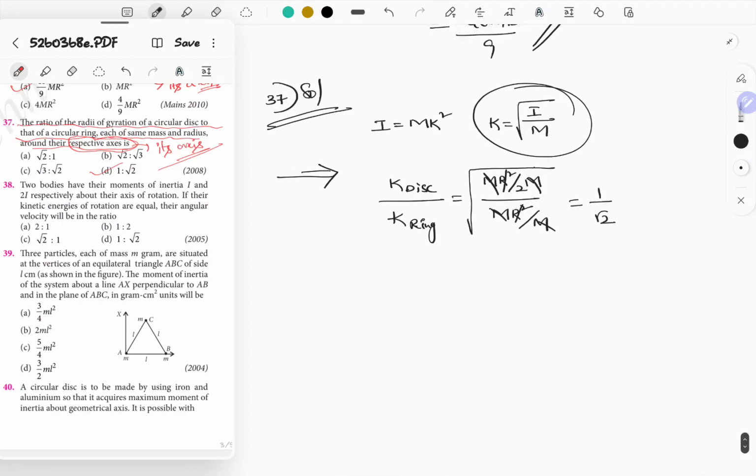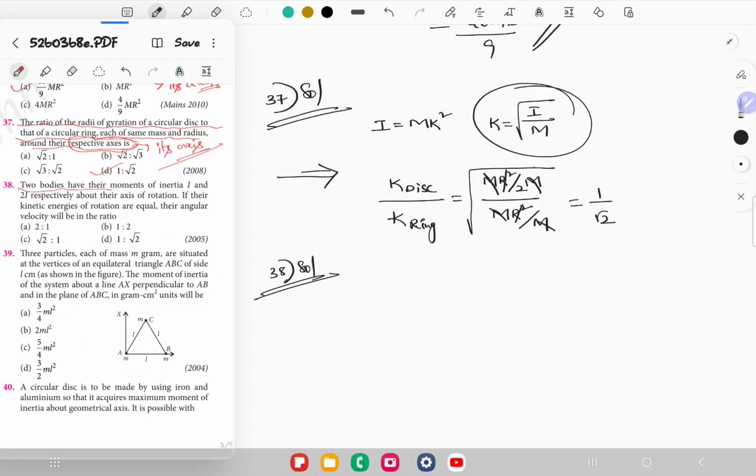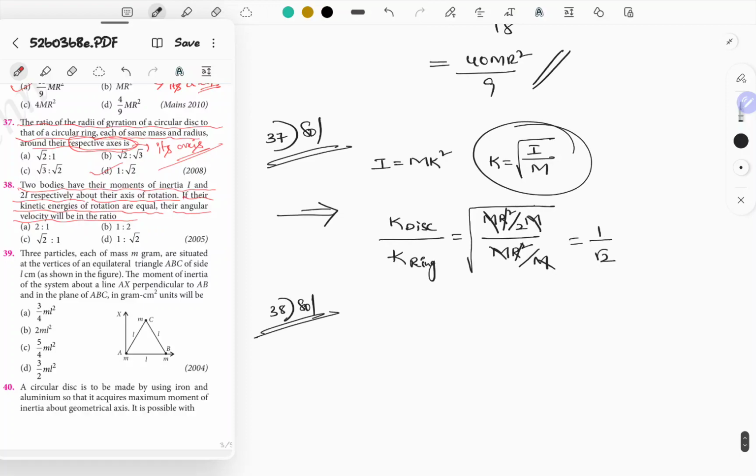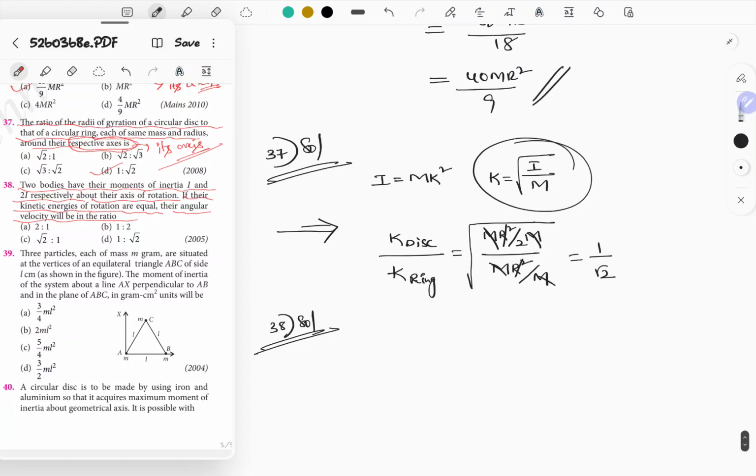Okay, next question, 38 solution. In 38, two bodies have their moments of inertia I and 2I respectively about their axis of rotation. If their kinetic energies of rotation are equal, then their angular velocities will be... They said the kinetic energies of those two objects are equal. Two bodies are having moments of inertia I and 2I. The kinetic energy of the first particle is equal to the kinetic energy of the second particle.